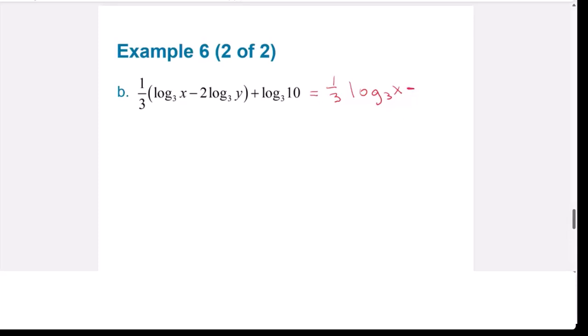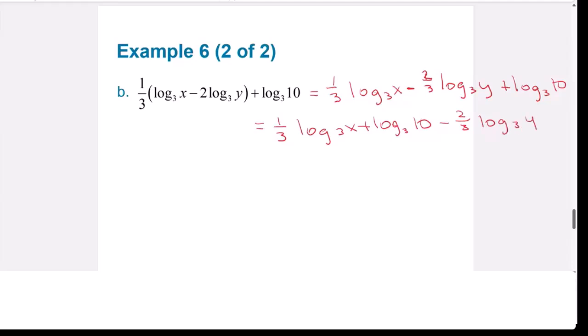The first thing I'm going to do is I'm going to distribute this. Is 2/3. There's absolutely more than one way to do all these problems. The next thing I'm going to do is I'm going to bring my positives to the front. I have 1/3 log base 3 of x plus log base 3 of 10 minus 2/3 log base 3 of y. I can't have coefficients to use my rules, so I have to use my power rule.